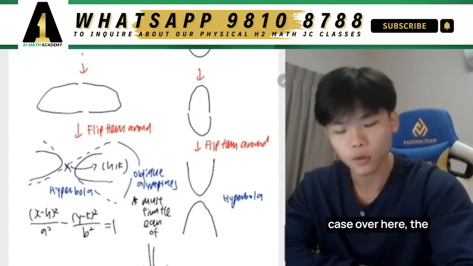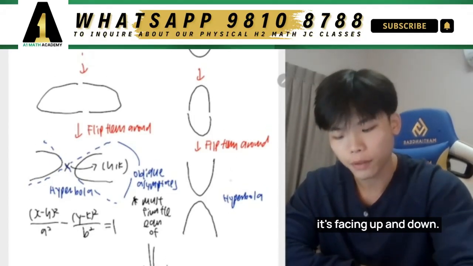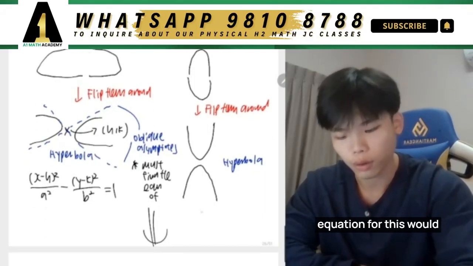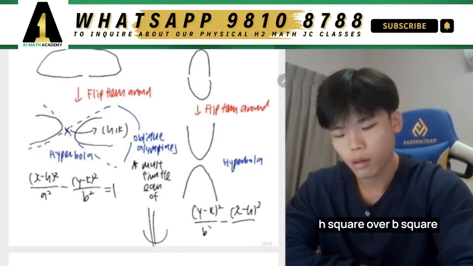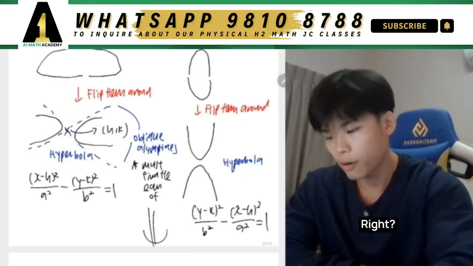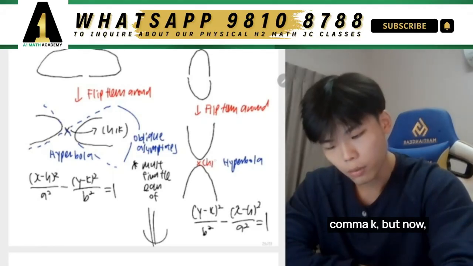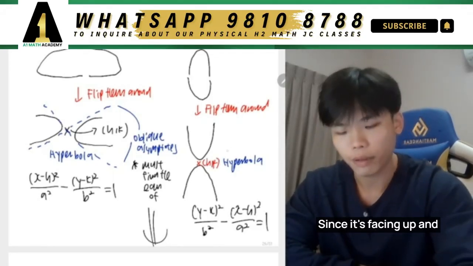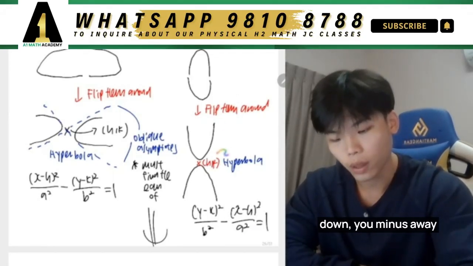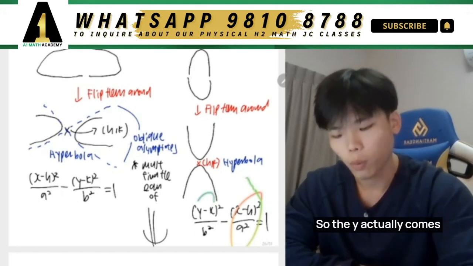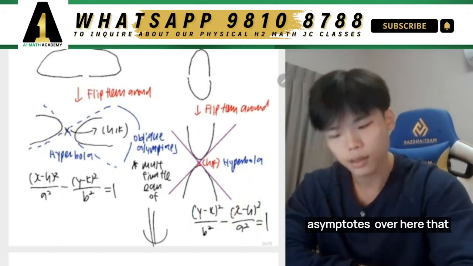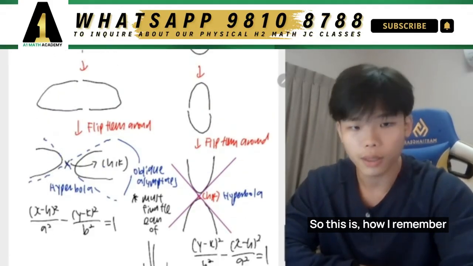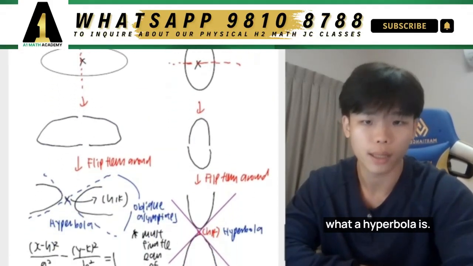For the other case, the second hyperbola, it's now facing up and down. That means the general equation for this would be (y minus k) squared over a squared minus (x minus h) squared over b squared equals 1. Note that the center is still h comma k, but since it's facing up and down, you subtract the x squared term instead, so the y actually comes first. Again, there are two oblique asymptotes here that you need to find the equation of later on as well. So this is how I remember what a hyperbola is.